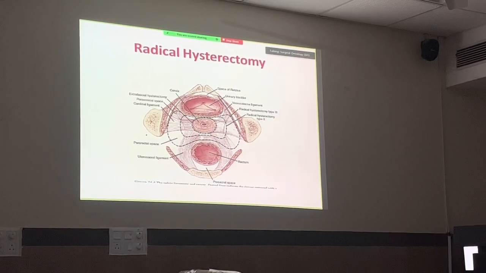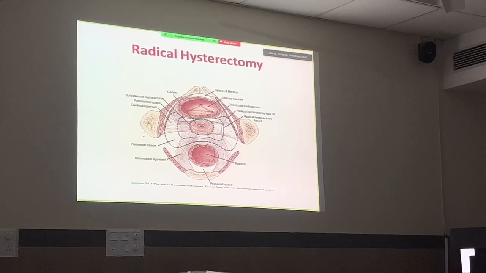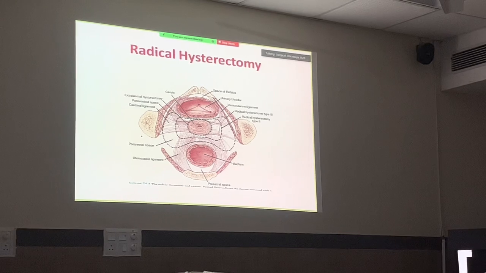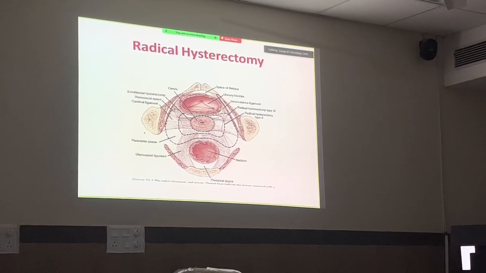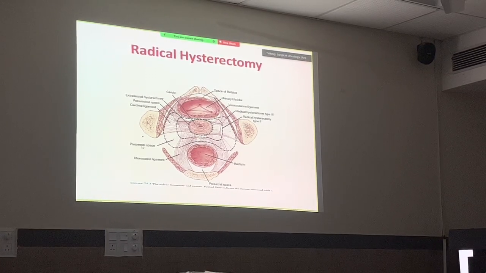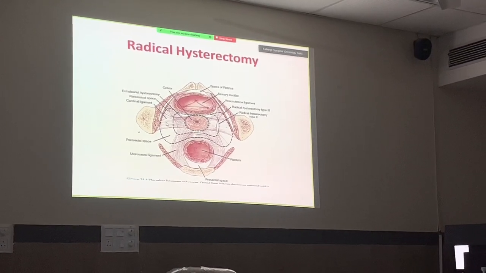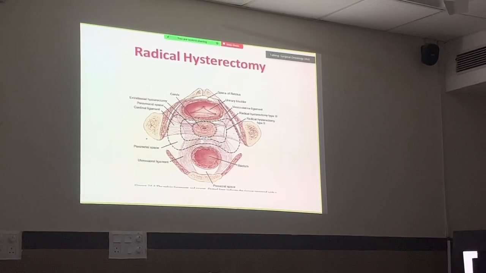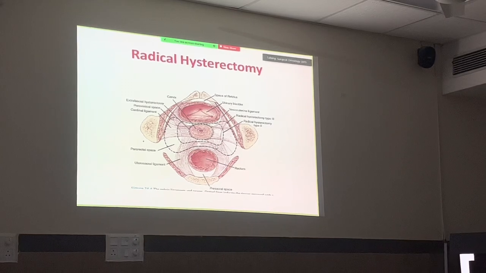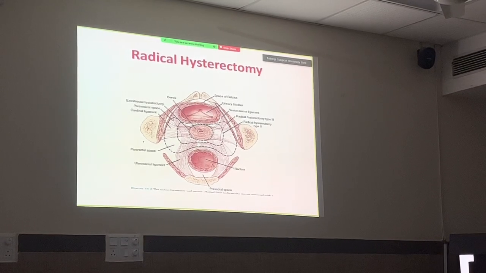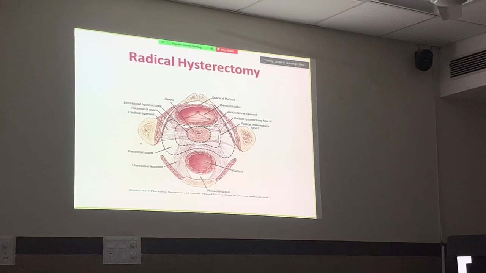Okay, don't get confused that hysterectomy with lymphoid dissection is a radical hysterectomy. That's not true. Radical hysterectomy can be done with or without lymphadenectomy, or even the lymphadenectomy has its own extent. So this is the surgery where you take out the uterus with lateral, anterior and posterior margin with the vaginal margin. That can be variable, as we know that there are different types or different classification of the extent of the surgery.